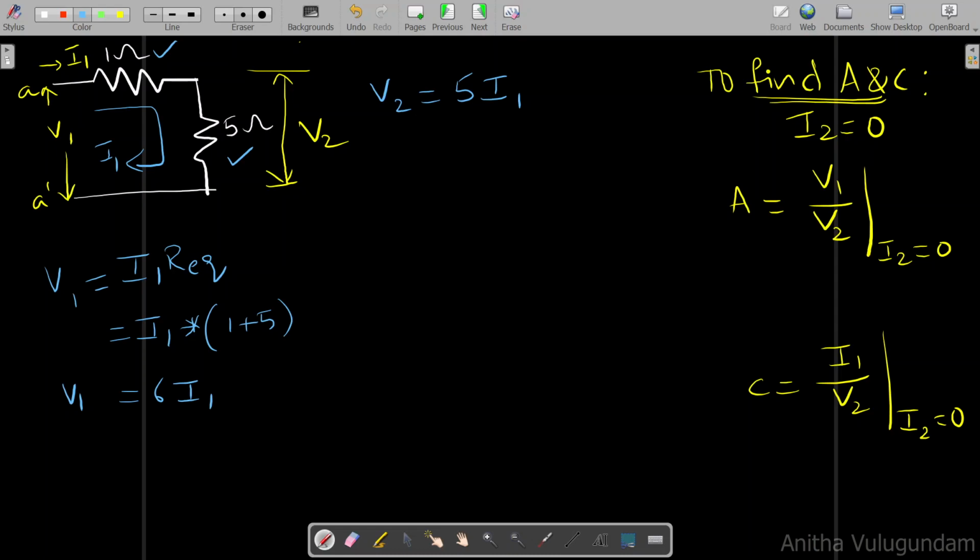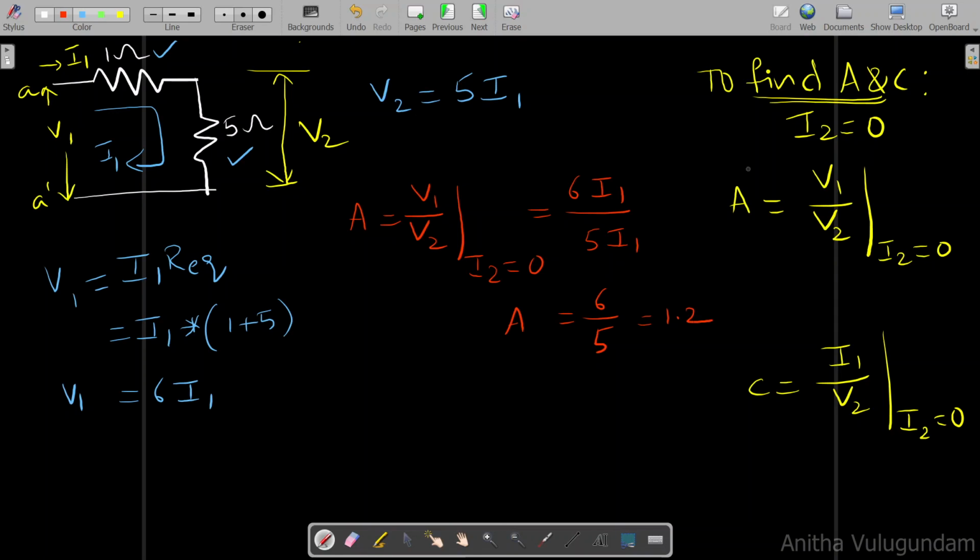So I can write the value of A as V1 by V2 when I2 equal to 0. V1 is nothing but 6I1. V2 is 5I1. So A value is 6 by 5, which is equal to 1.2. It is a dimensionless quantity because this is a voltage gain, V by V. So A is a dimensionless quantity.